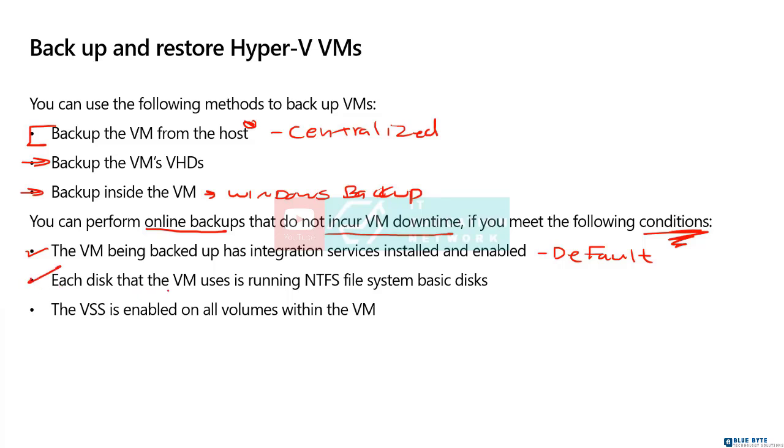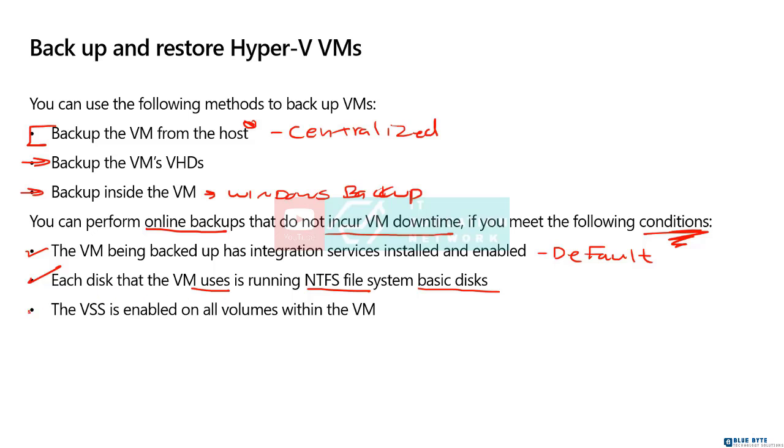Each disk that your VM uses must use the NTFS file system. No FAT, no ReFS, and they have to be basic disks. I know earlier we talked about basic disks and dynamic disks, and dynamic disks were associated with RAID, where if I wanted to mirror drives, they had to be converted to be a dynamic disk. Can't do that if we want this online backup. So basic disks with an NTFS file system format.